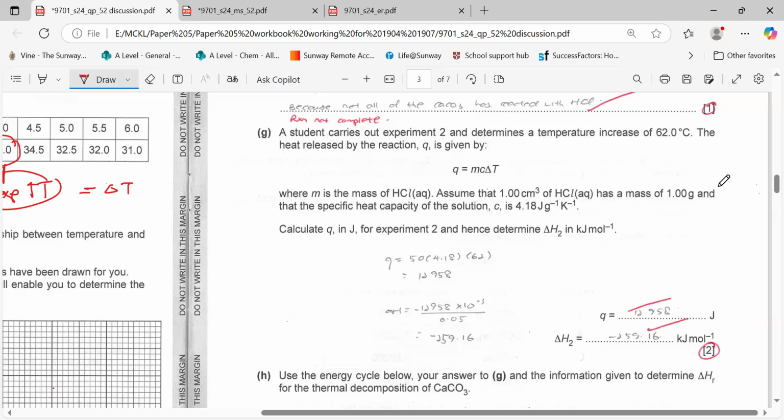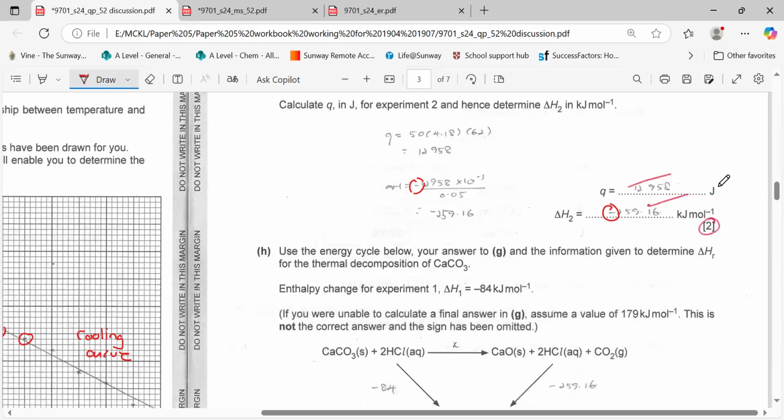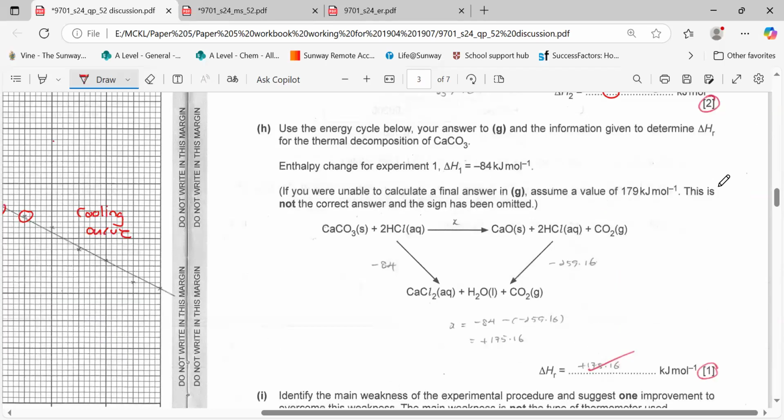All right, therefore you get the heat in joules. Therefore, you go and divide by 0.05 moles of the calcium oxide. And then you can calculate what is the enthalpy change. Since the thermometer reading increases, it means it's exothermic. Therefore, I will put a negative here. So far, okay, next.